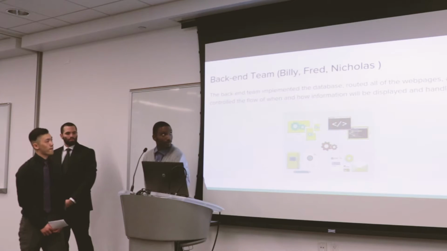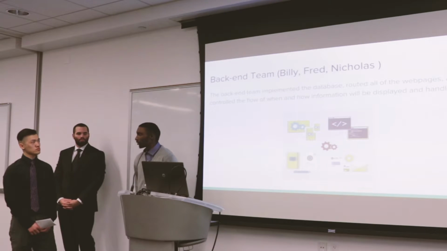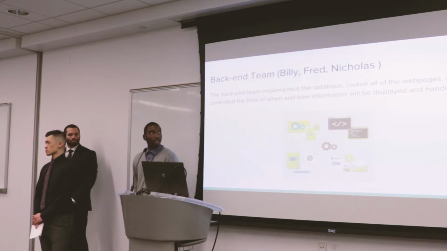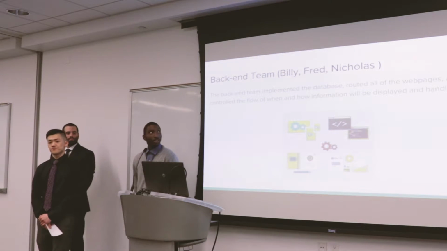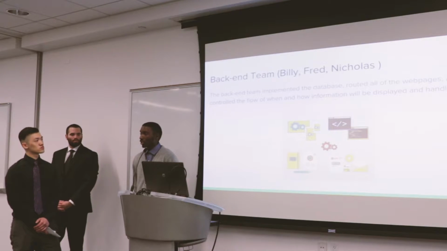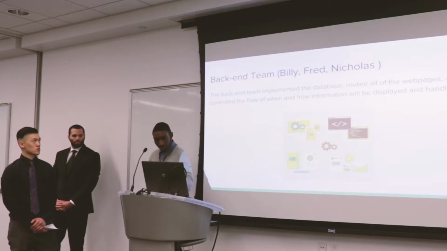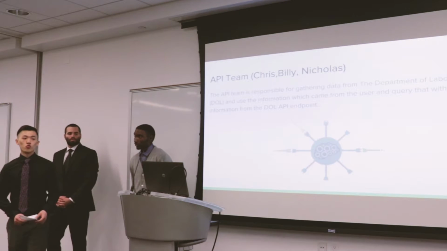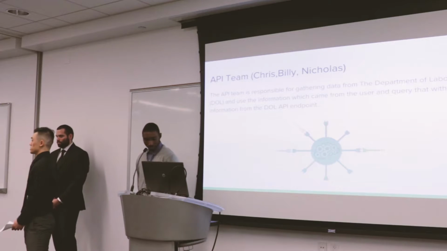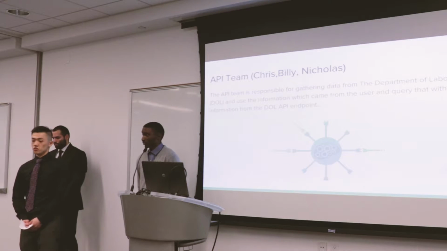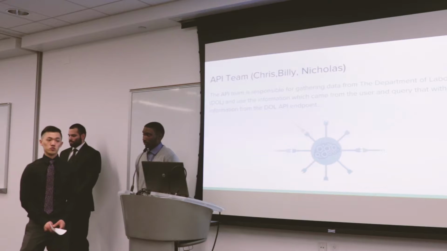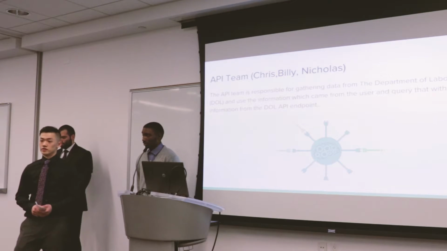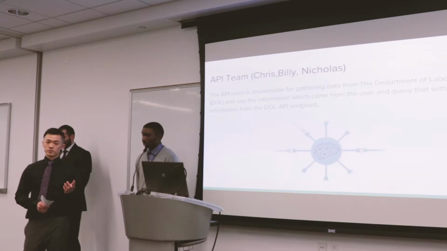Okay. So the back end, which was Billy, Fred, and Nicholas, their goal was to grab the user's input data. After they hold the user's input data, they would output it to the HTML web page. The API team, which consisted of Chris, Nicholas, and I, we were responsible for grabbing data from the Department of Labor's API. With the user's information, we were able to query the data sets. And after querying the data sets, we were able to grab the average salary of how much a person makes in their area.